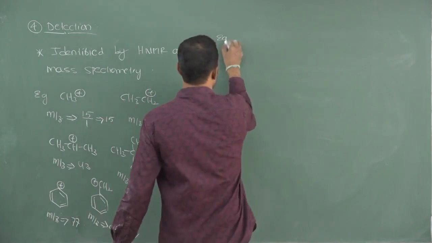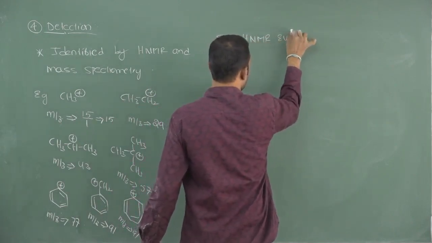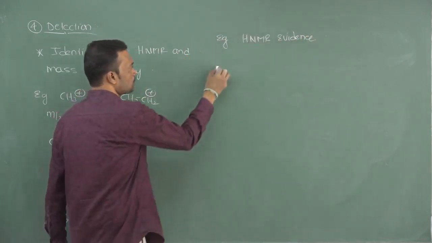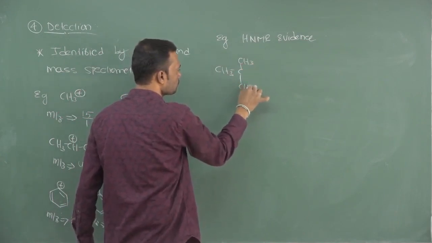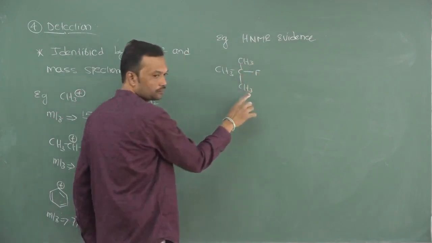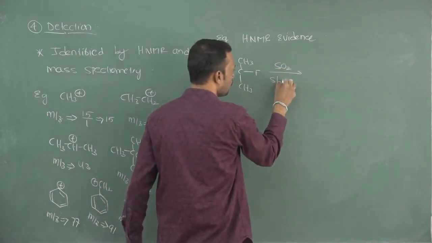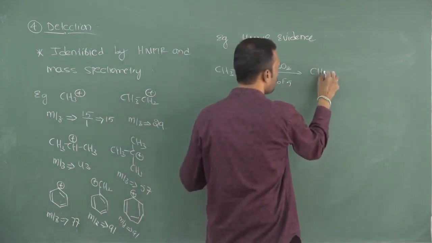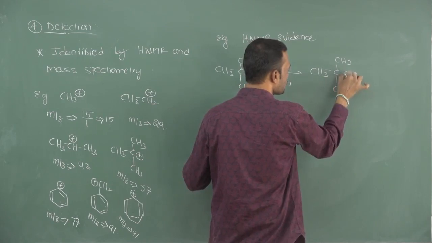Now, by using HNMR, evidence is also there. HNMR evidence. Suppose I take a carbon bearing 3 methyl groups, here a fluorine atom is present, right? After fluorine, sulfur dioxide and antimony pentafluoride are given. Now, fluorine is removed, and this fluorine enters here. Now, after removing it, this carbon carries a positive charge. Can I write like this?